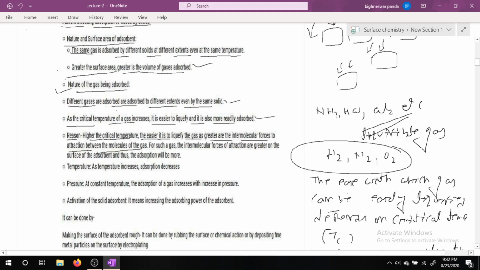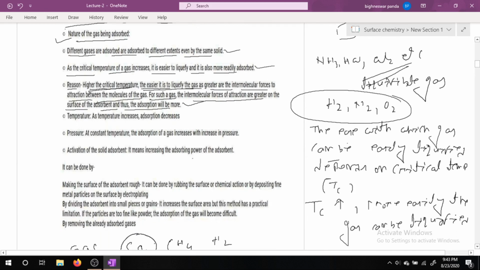Higher the critical temperature, the easier it is to liquefy the gas, as greater are the intermolecular forces of attraction between the molecules. For such a gas, the intermolecular force of attraction is greater on the surface of the adsorbent, and thus adsorption will be more. So easily liquefiable gases can be easily adsorbed on the solid surface. Then come to the next part.